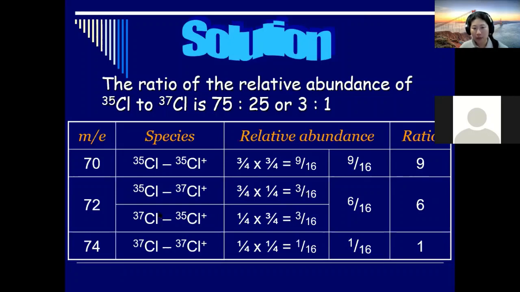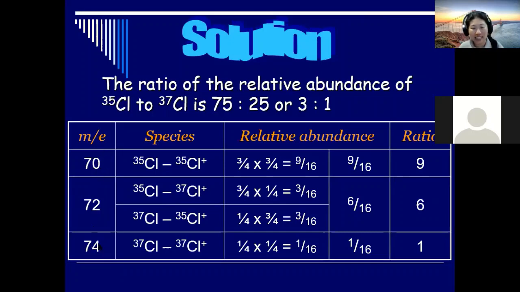And then you have another probability of 37 to 35, where the positive charge is at the 35, right? So again, 1/4 times 3/4, you get 3/16, right? And then these two will lie on the same value, because their position is different, but the total mass is the same, right? So you will still have the mass to charge value of 72. This is mass to charge value. Okay, mass to charge.